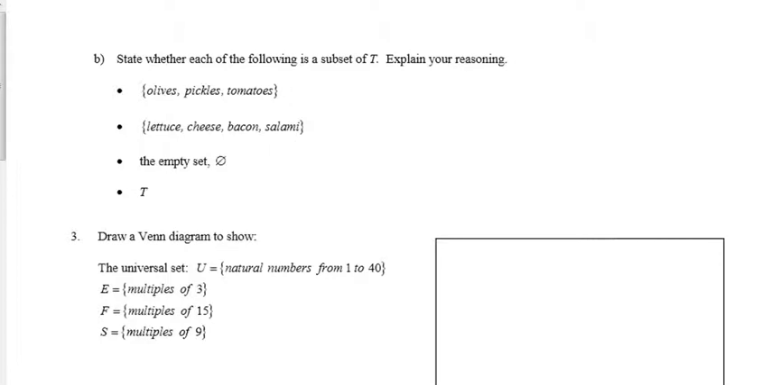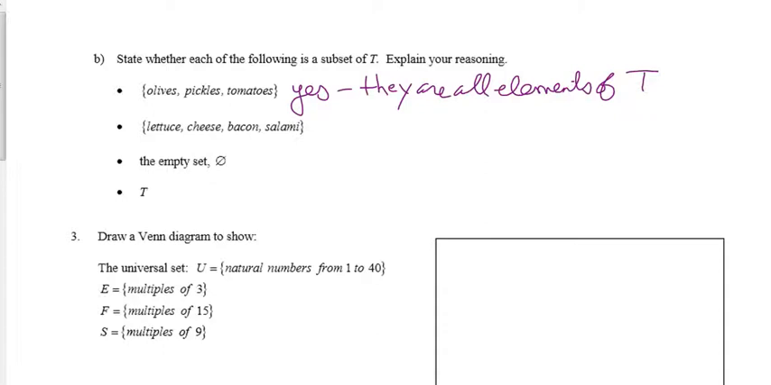Okay, state whether each of the following is a subset of T. So are olives, pickles, and tomatoes, are they all in T? Yes or no? Yes. They are all elements of T. Lettuce, cheese, bacon, salami. No, there's no bacon. So, no, no bacon in T.